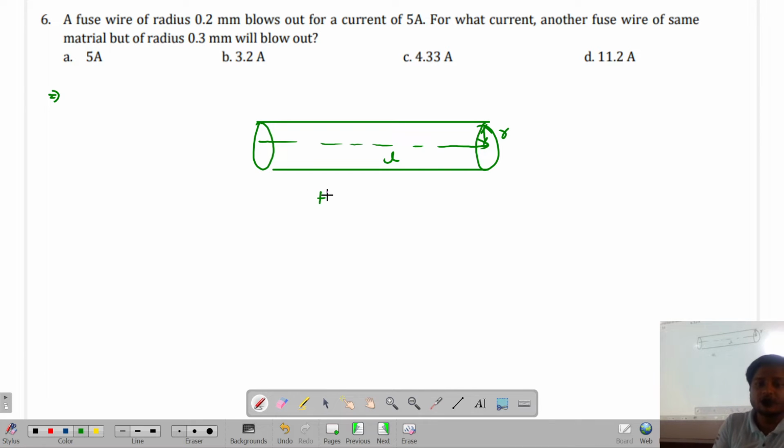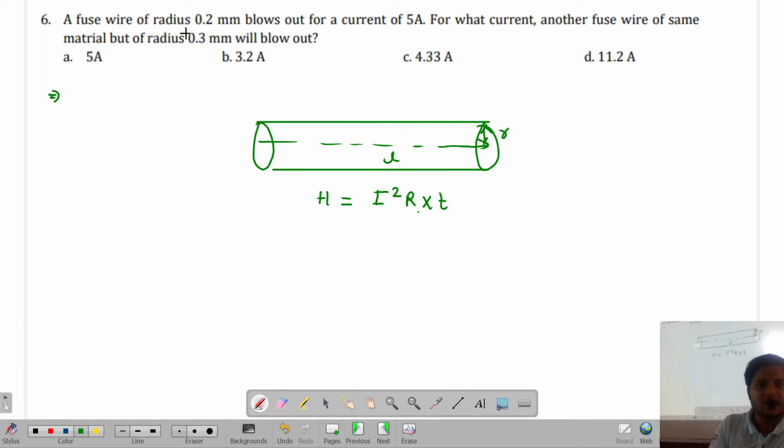How much heat will be produced? It is equal to I square R into time T. That is, I square into the resistance R of the material into time T. The heat produced in the wire due to the current and the resistance of the wire in the total time T is I square RT. Are you aware of this or not? Class 10th formula, yes or no? H is equal to I square RT. Got it or not? Yes or no?